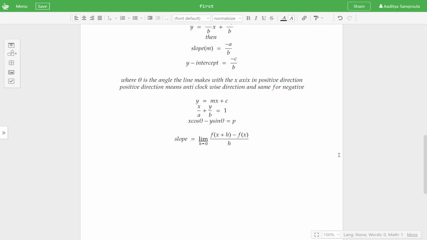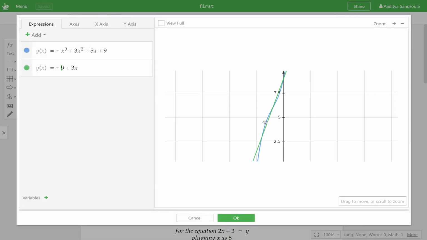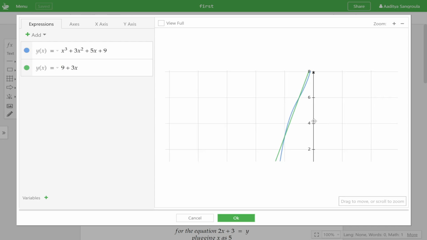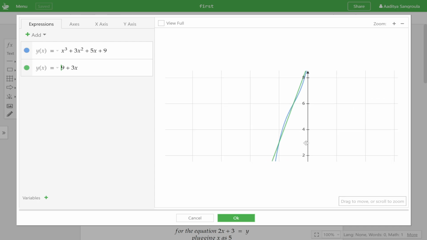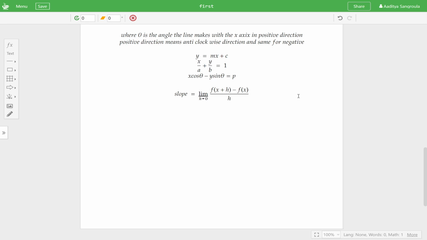So slope is defined as the limit as h approaches 0 of f of x plus h minus f of x, divided by h. If that makes sense. So we do it in that way, and now we can calculate the slope. Okay, let me prove to you guys that this formula works.